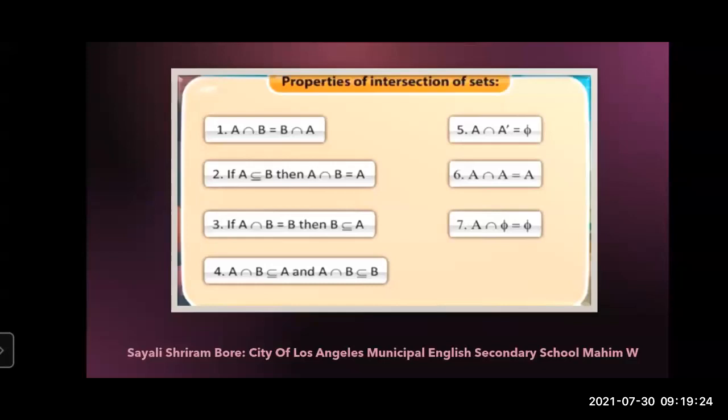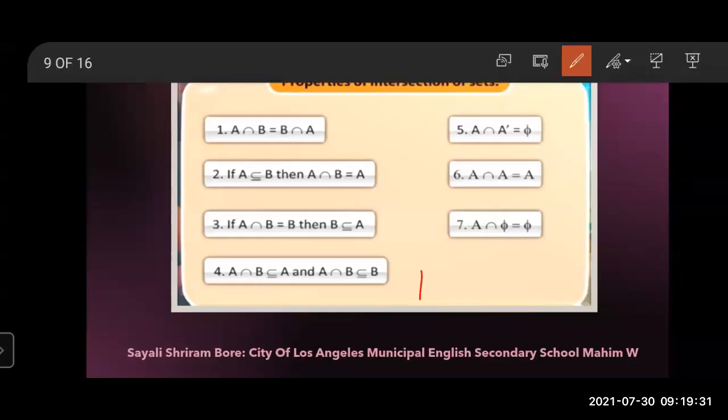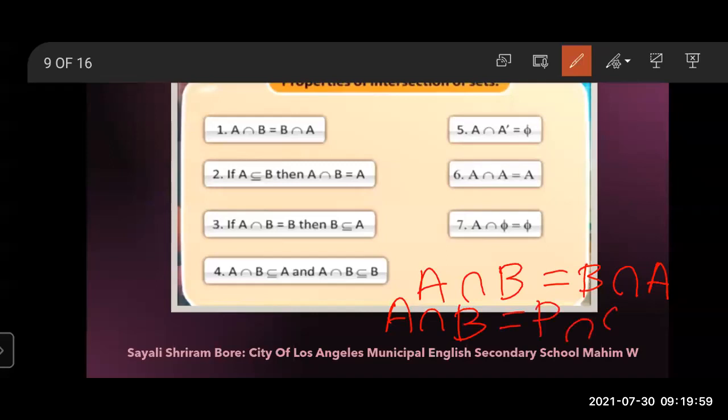Properties of intersection of sets. First property is that, as I told you, A intersection B is the same as B intersection A. Both are the same. Here I have taken two sets, A and B, so that intersection will be the same as B intersection A. You cannot say that A intersection B is equal to P intersection Q, because these two sets are different and those two sets are different. You can say that A intersection B equals B intersection A because the two sets are the same. So this is the first property.